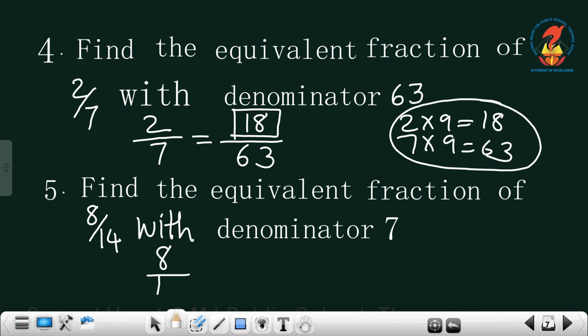Okay. And the next one, find the equivalent fraction of 8 by 14 with the denominator 7. See, which rule only we need to follow here? Division. Okay. And here the denominator will become 7 and the numerator is what? Here we need to use division, right? 14 divided by 2 equals 7. So 8 divided by 2 equals what? 4. Is it clear?